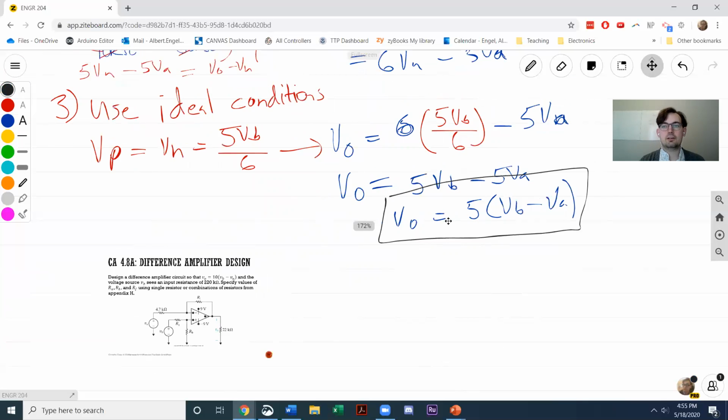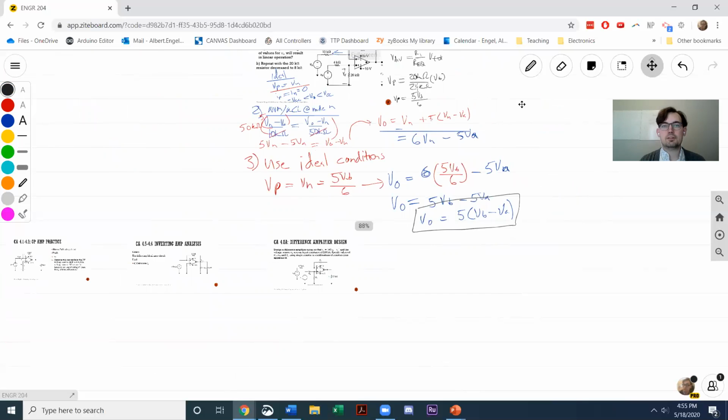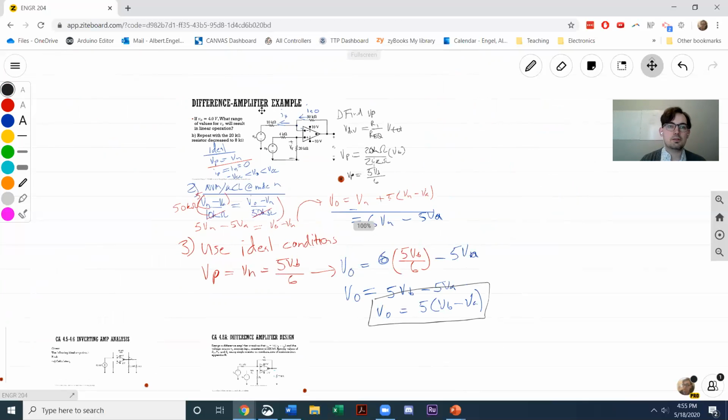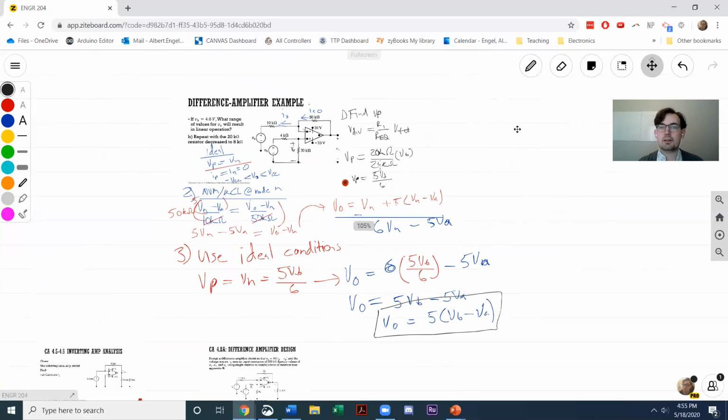Now, you'll notice here, that's not what it's asking for. It's not asking me for the gain. It's saying, if I know what VB is, what's the range that's going to result in linear operation? So remember, our goal here is to find the VA range. We want to say what is the max? What is the minimum value if VB is kind of a constant reference voltage maybe?